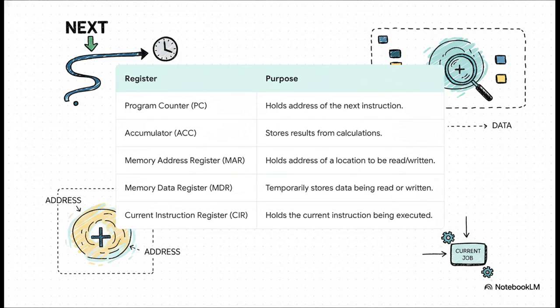And what's really cool is how specialized these things are. I mean, look at this table. Don't worry, you don't have to memorize this. Just appreciate how each one has a very specific job. You've got the program counter, which is basically a bookmark, keeping track of the next instruction. The accumulator, that's where the results of calculations are stored. Each one has a role, and this incredible division of labor is what makes the CPU so dang efficient.